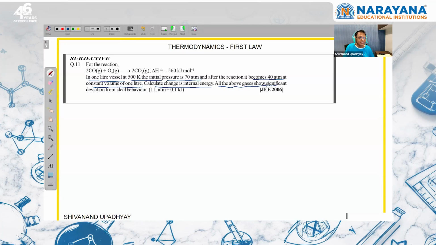All the above gases show a significant deviation. तो यहाँ टेम्परेचर दे रखा है. कुछ लोग, most of you, अगर आप ध्यान से नहीं पढ़ोगे, क्योंकि टेम्परेचर गिवन है, डेल्टा एनजी पता है, you will go by this. This is wrong. This is possible.